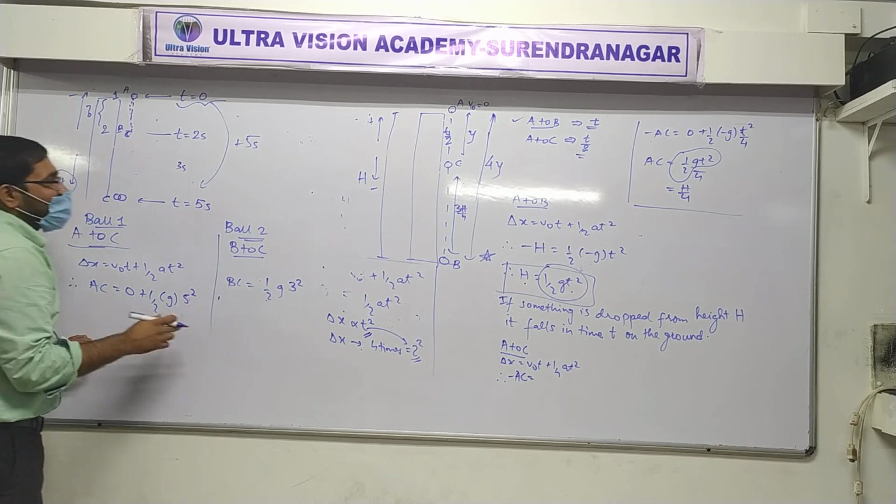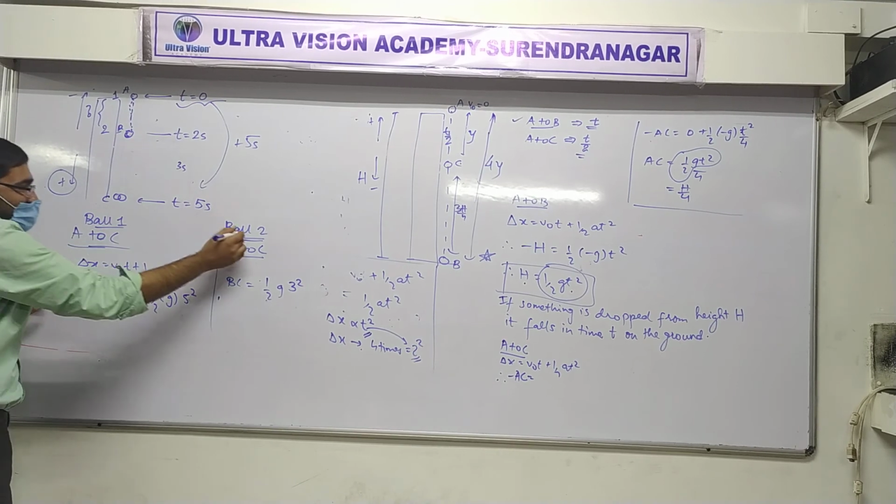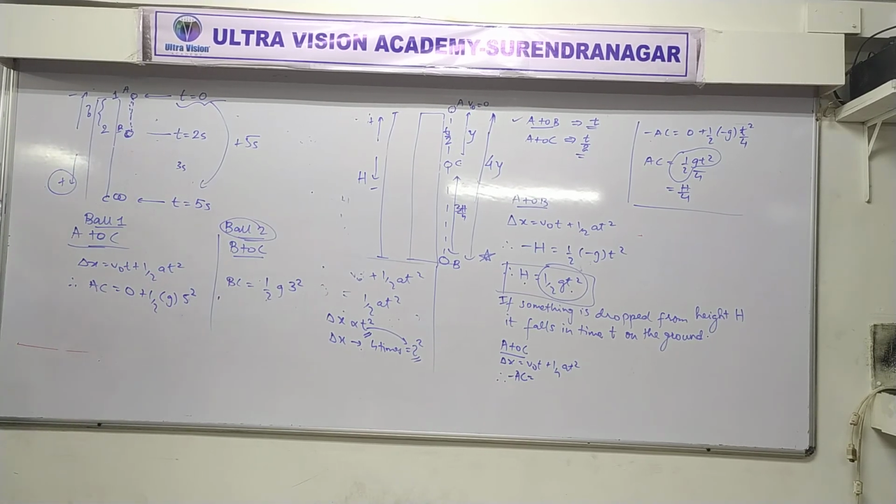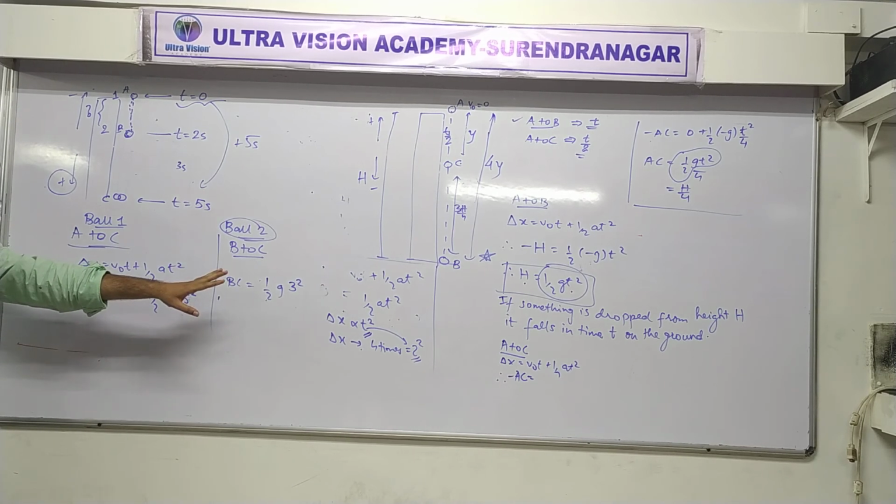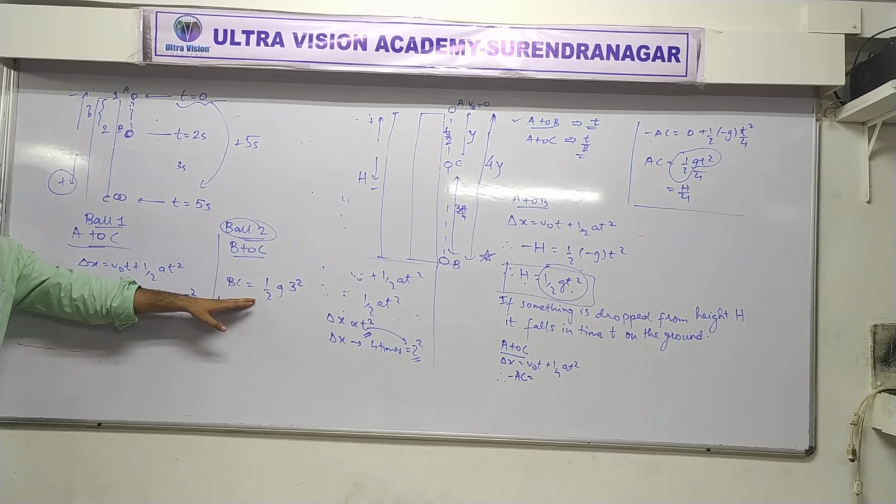Why is it half g 3 square? B to C. The second ball took how much time? 3 seconds. So v0 t plus half a t square. Fine. So who had got this?